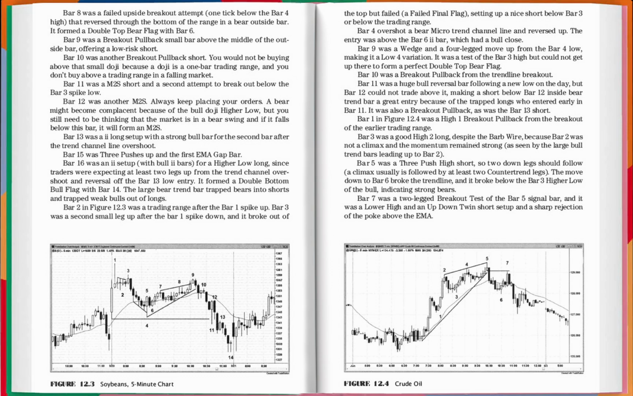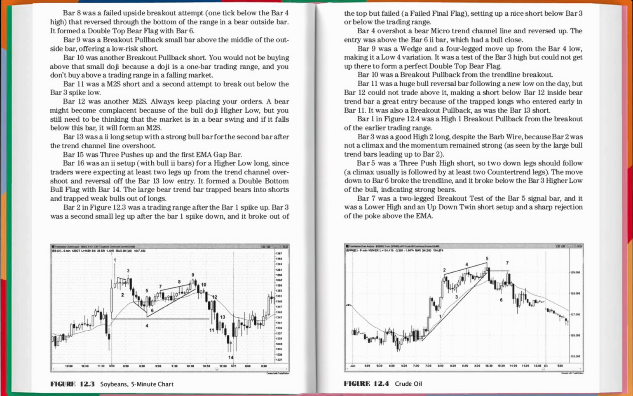Bar 2, in figure 12.3, was a trading range after the bar 1 spike up. Bar 3 was a second small leg up after the bar 1 spiked down, and it broke out of the top but failed, a failed final flag, setting up a nice short below bar 3 or below the trading range. Bar 4 overshot a bear microtrend channel line and reversed up. The entry was above the bar 6 Roman 2 bar, which had a bull close.